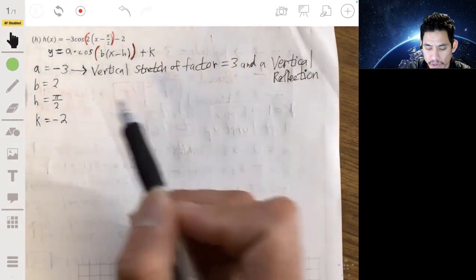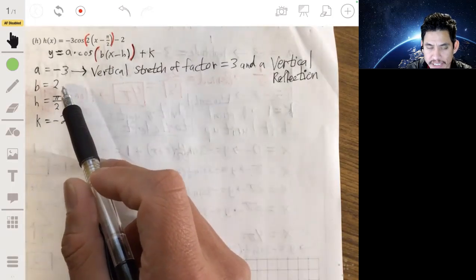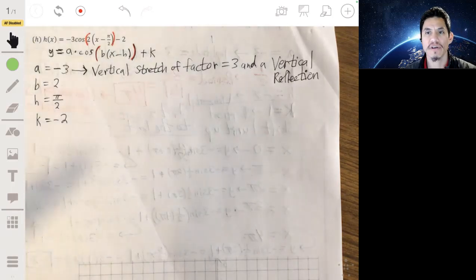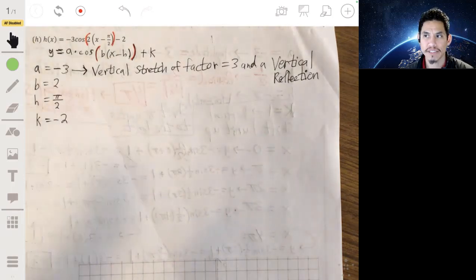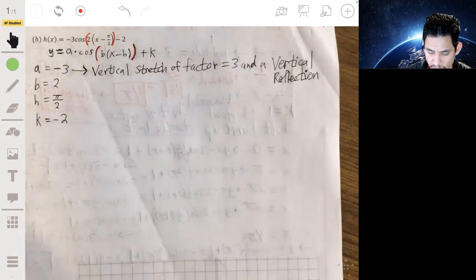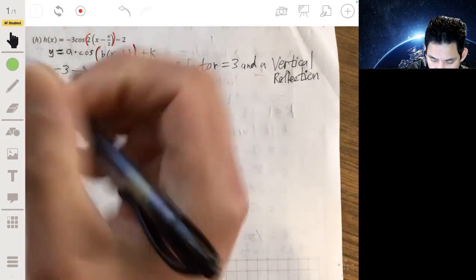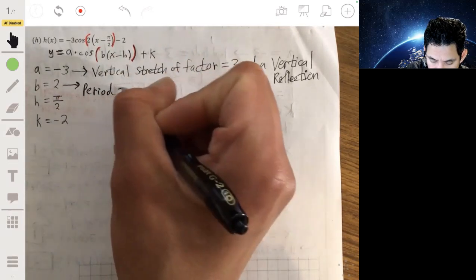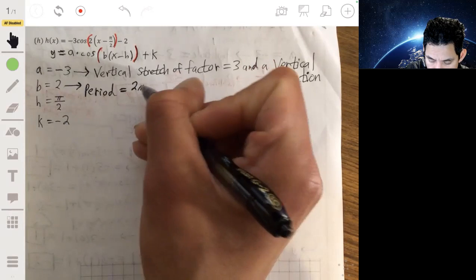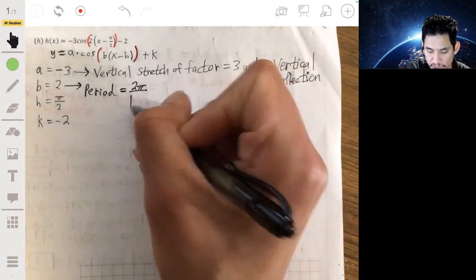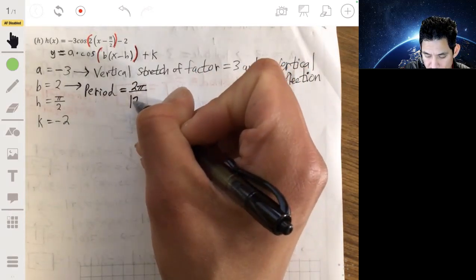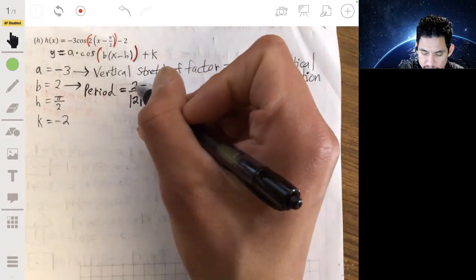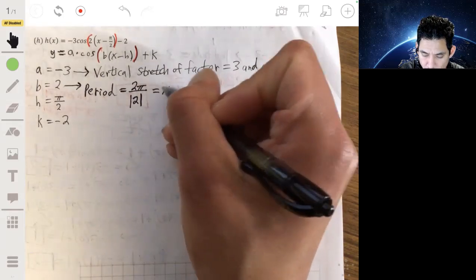Right, the b now. The b is going to be a big thing because that's going to be the period. The b is going to affect how it's stretched out or compressed. You can think horizontally. So the period is equal to 2 pi over the absolute value of b, over the absolute value of 2. Since 2 is already positive, we don't really have to worry about that. So the period is just 2 pi divided by 2, or just pi.